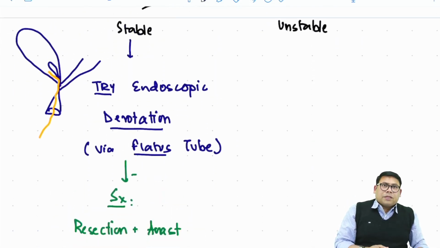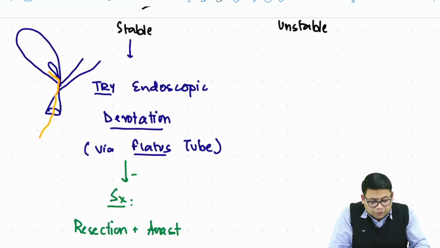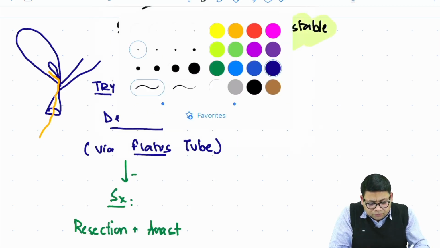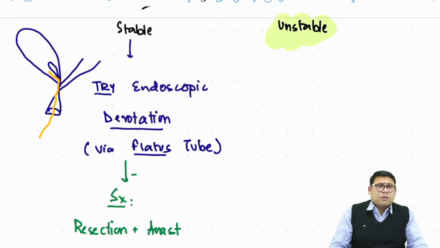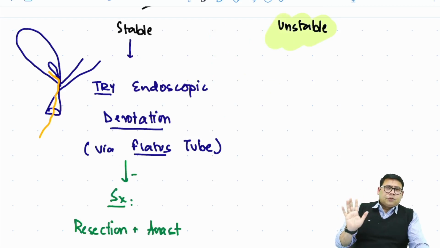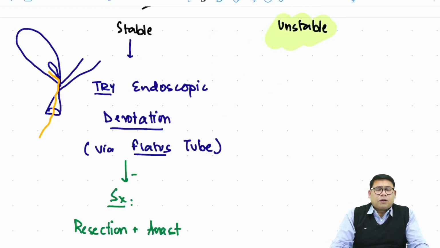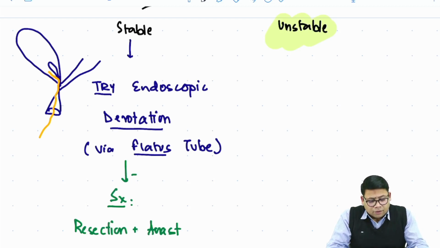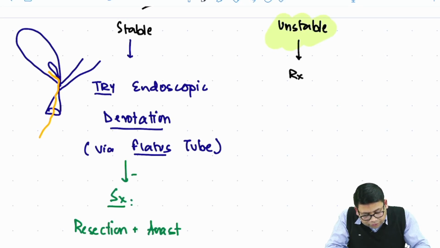Next, a very important thing that we need to understand is the concept of unstable patients. Now, the colon is a very precarious organ. The blood supply is very much jeopardized, and thus the risk of perforation peritonitis is very high. So, in an unstable patient, you don't waste your time in all these unnecessary activities. Simply go for the treatment, and the treatment is surgery.